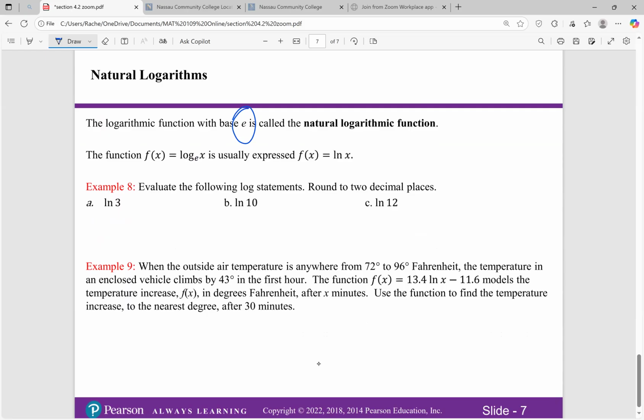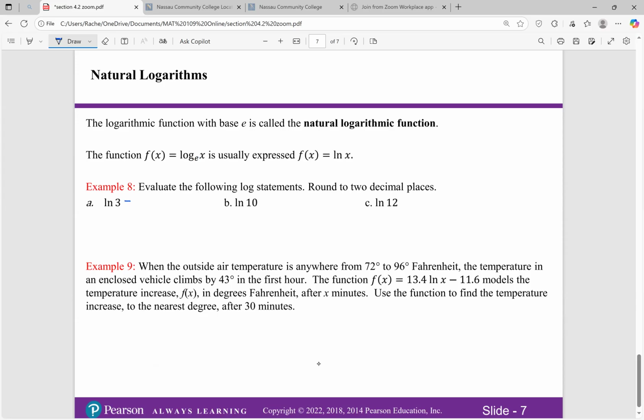So whenever we see the ln now, we're going to assume, you see how here we have log base e of x. Typically, whenever we have base e, we use the natural log. So we would say the ln of x, and the assumption is that the base is e. So for example 8, evaluate the following log statements. Let's go to two decimal places again.